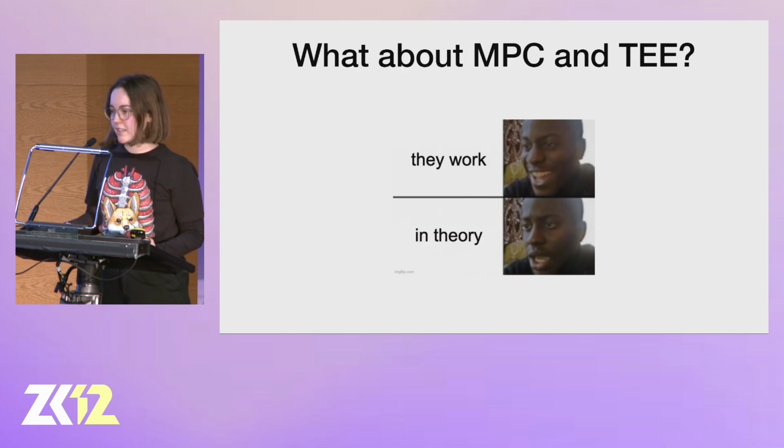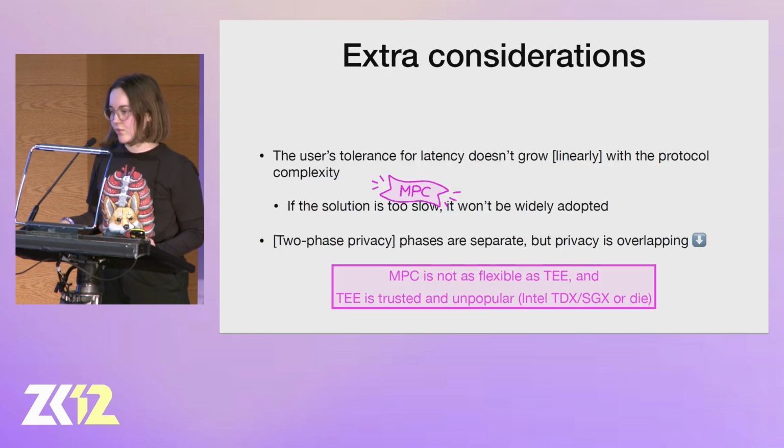About MPC and TEE, they work, but there are a lot of details to be considered. As I mentioned, user tolerance doesn't grow with protocol complexity, and here we need to be really careful because, for a two-phase privacy protocol, which is the ultimate goal, we need shielded transactions to be the output of the solving phase, which is probably going to be more expensive than just nothing. So, MPC is maybe a bit slower compared to TEE.